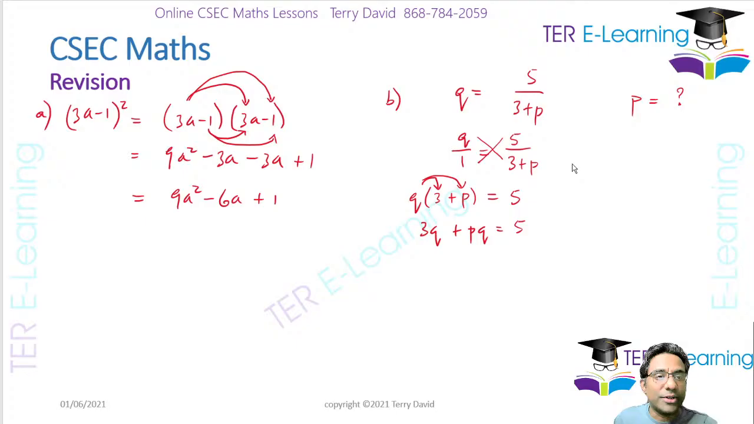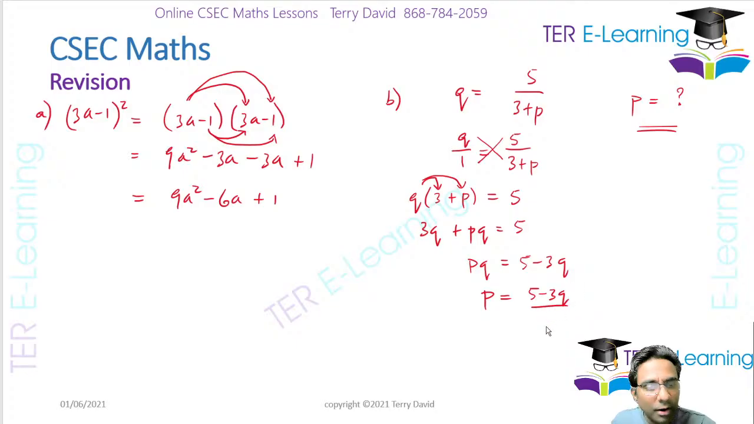Now keep in mind what you're trying to do here. You're trying to get an equation that says P is equal to something. So therefore PQ is equal to 5 minus 3Q. So therefore P is equal to 5 minus 3Q over Q. And that's my answer. 3 marks for doing this, right?